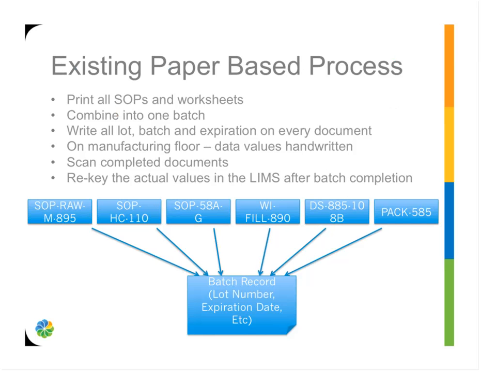So in the existing paper-based process, they would print out all of the separate SOPs that were involved in making a batch of a product, combine them all into one big batch, write all the lot and batch expiration information on each individual document, and on the manufacturing floor, then handwrite in the data values as the data was collected. And at the end of the process, they would scan the completed documents and rekey them into the LIMS system after the completion of the batch.